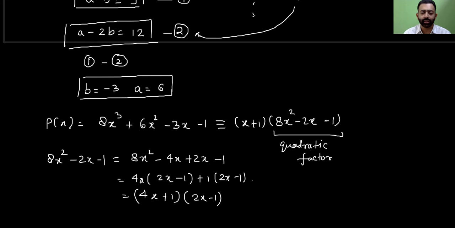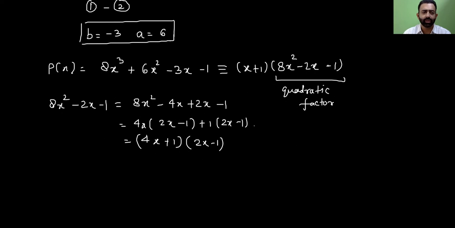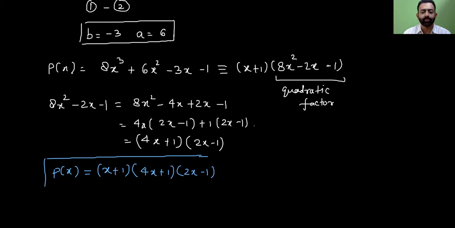So you can write here that your p(x) now, let me use some different color, p(x) is now factorized as (x plus 1) into (4x plus 1) into (2x minus 1). Okay, again pause the video, do this yourself, and wherever you find any problem, just look at this. Okay, let us move to the third question.